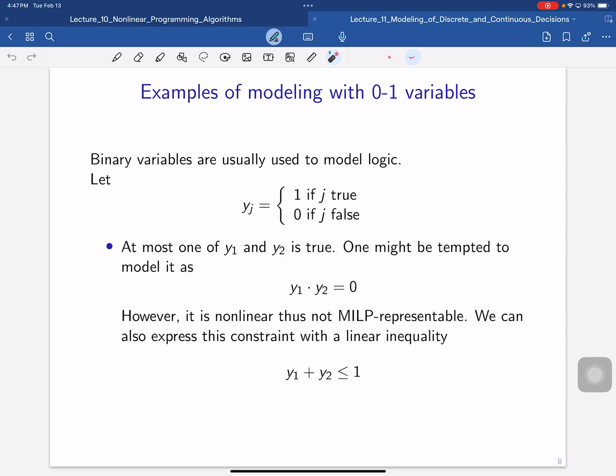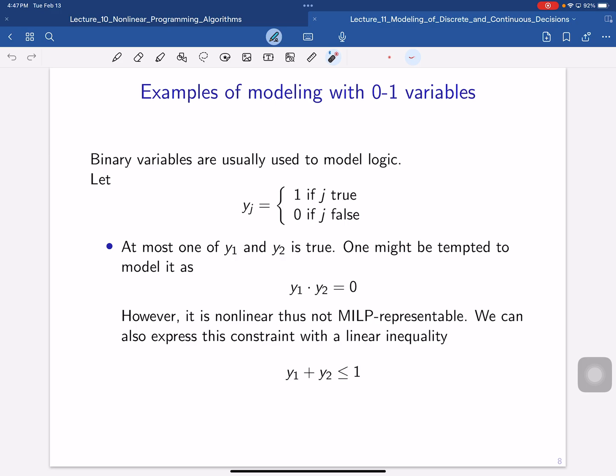Yeah. So here, let's say we use some binary variables yj to represent the logic. If j is true, then yj equals 1, and yj is 0 if j is false. So in order to represent that at most one of y1 and y2 is true, you may be tempted to write a constraint like this: y1 times y2 equals 0. If you multiply these two, they are 0, that means at least one of them is 0.